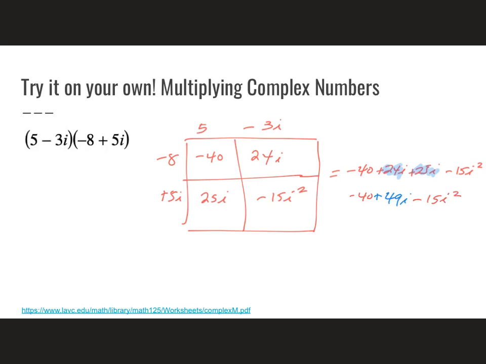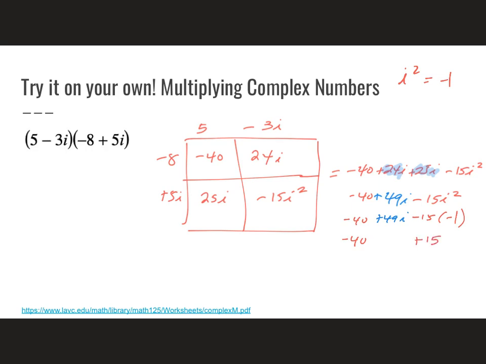Now I see a power of i, and so I know that I should probably simplify this power of i. And something that I know from previous experience is that i squared is actually equivalent to negative 1. So I'm going to replace i squared with negative 1. So I have negative 40 plus 49i minus 15 times negative 1. And so when I further simplify that out, I see that this actually simplifies to plus 15.